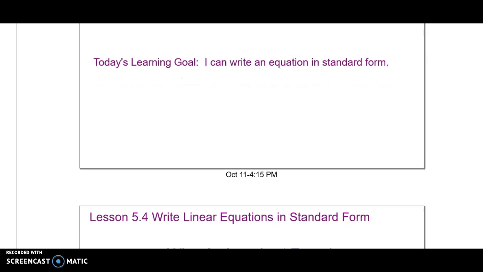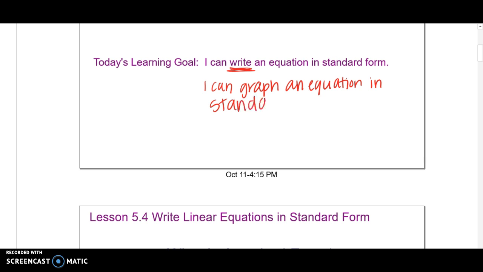So our learning goal today is being able to take an equation and write it in standard form. And then also, guys, I'm going to add this one: I can graph an equation in standard form. So that's also important, and we'll learn how to do that today.